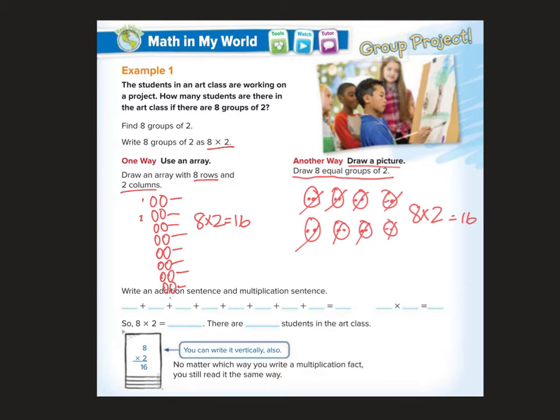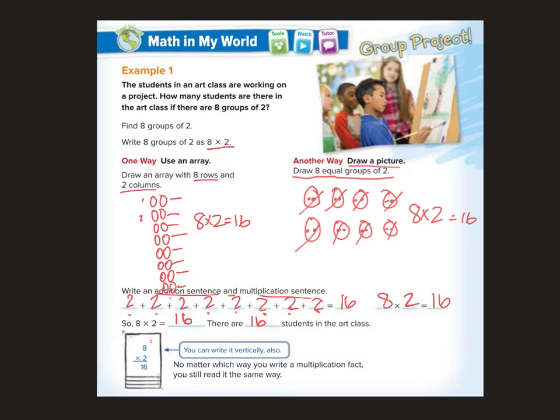Another way still is we could write an addition sentence and multiplication sentence. So for my addition sentence, I'm going to add 2 8 times. 2 plus 2 plus 2 plus 2 plus 2 plus 2 plus 2 plus 2, which is again 2, 4, 6, 8, 10, 12, 14, 16. It's a good sign we're getting the same thing every time, guys. So therefore, we know that 8 times 2 is equal to 16. And we proved it, you guys. We overproved it, right? We showed 3 different ways to show that it is 16. So 8 times 2 is 16. There are 16 students in the art class.